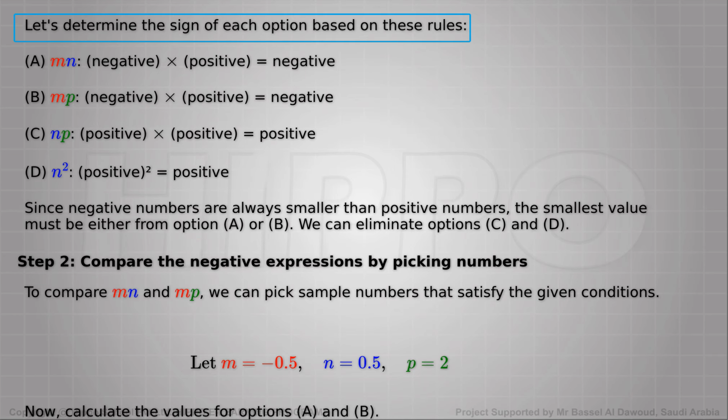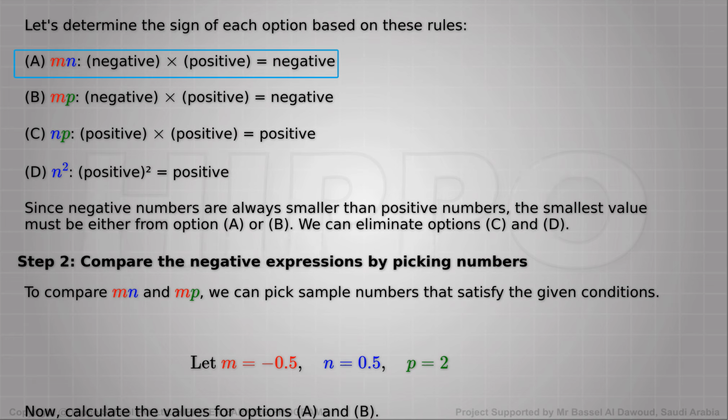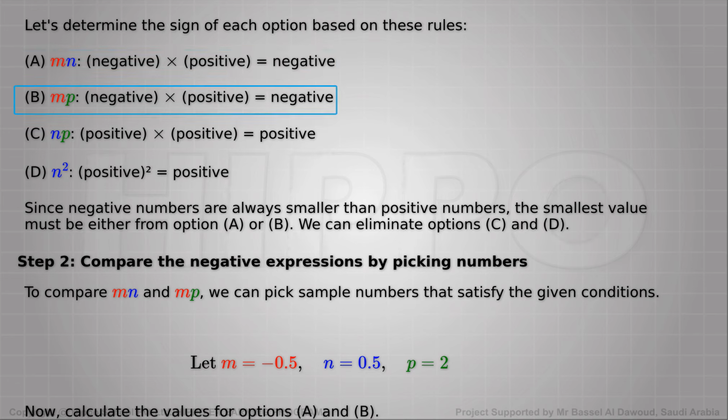This simple observation about the signs is the key to the first part of our solution. Now, let's apply these sign rules to our four options. For option A, we have m times n. That's a negative times a positive, which results in a negative number. For option B, m times p, it's the same situation. A negative times a positive gives us another negative number.